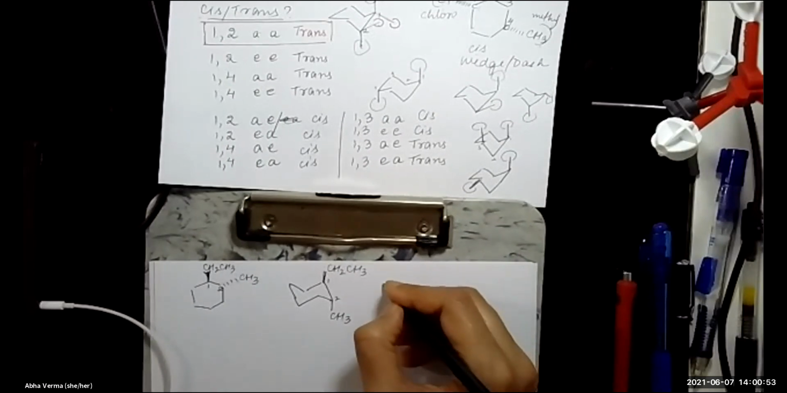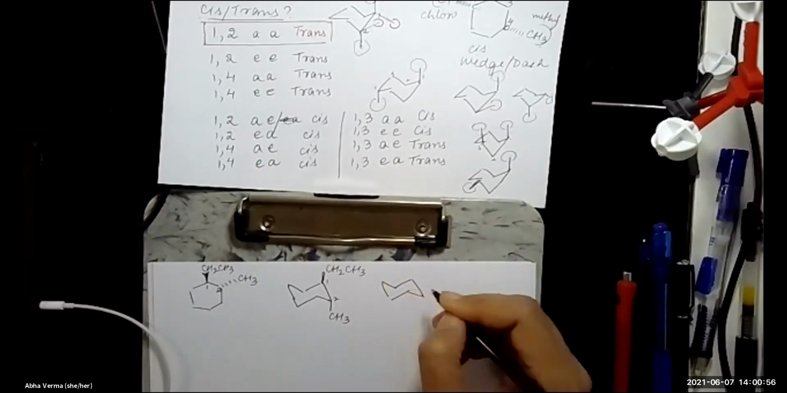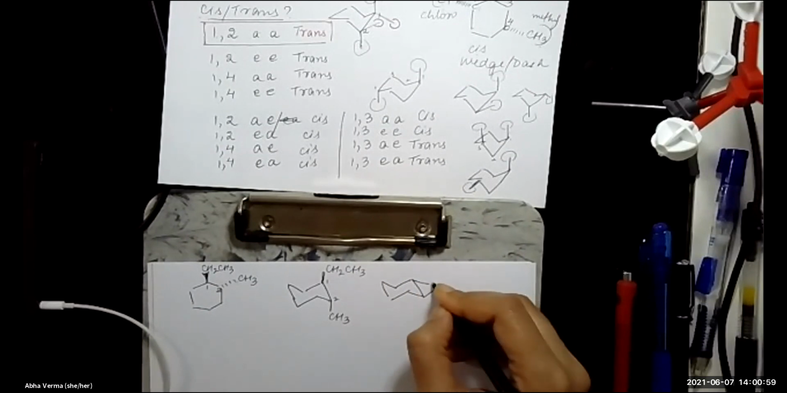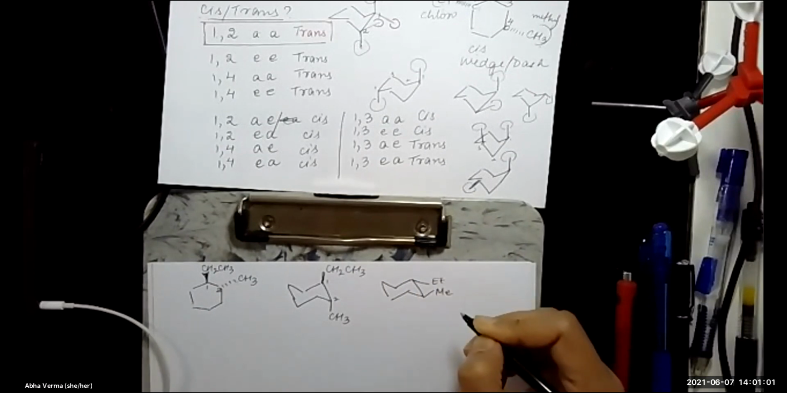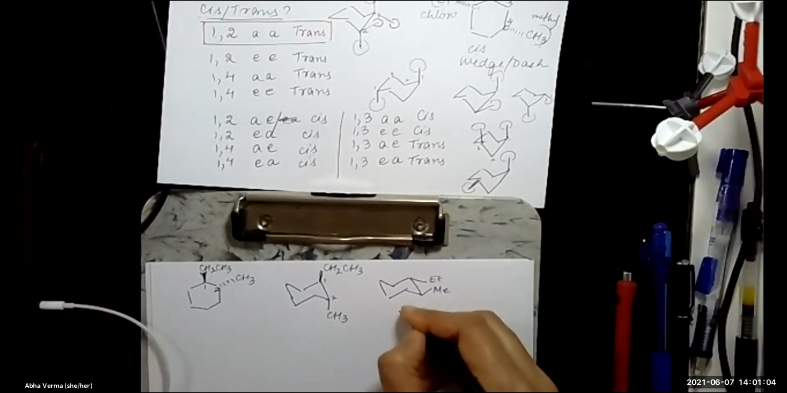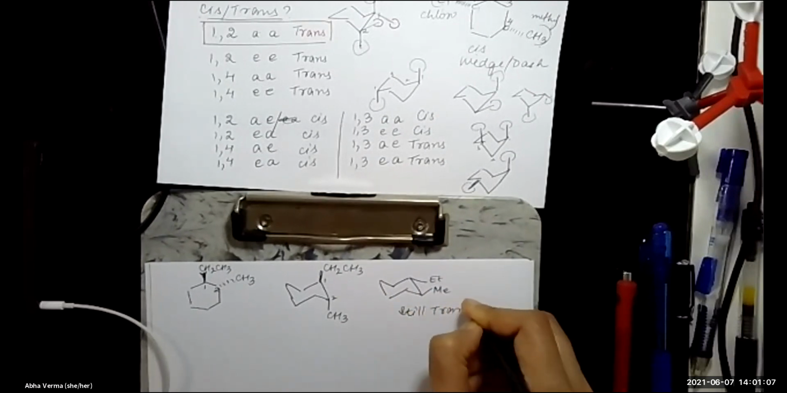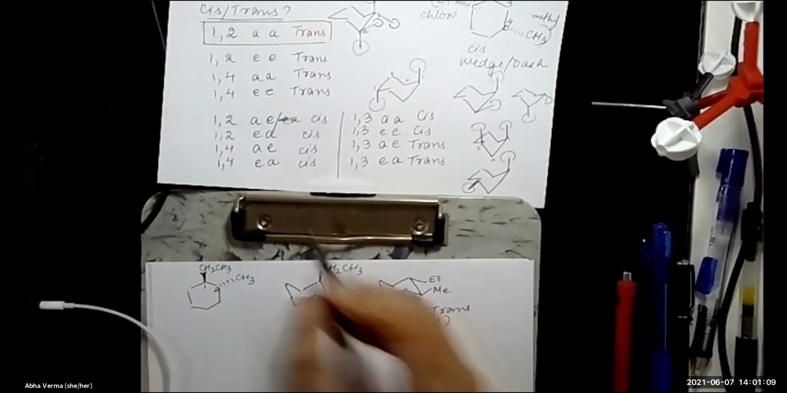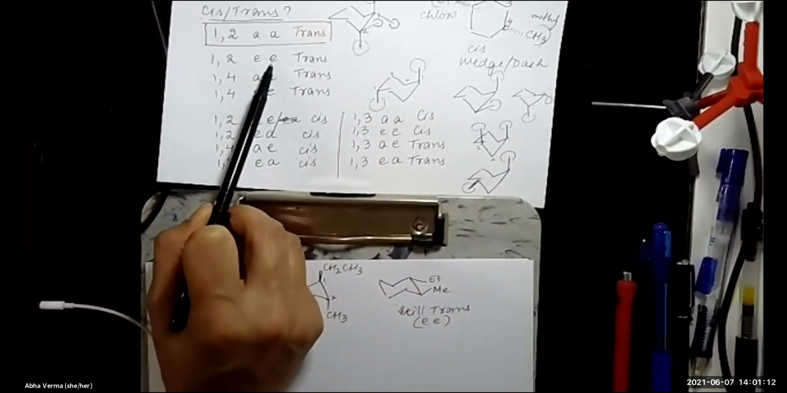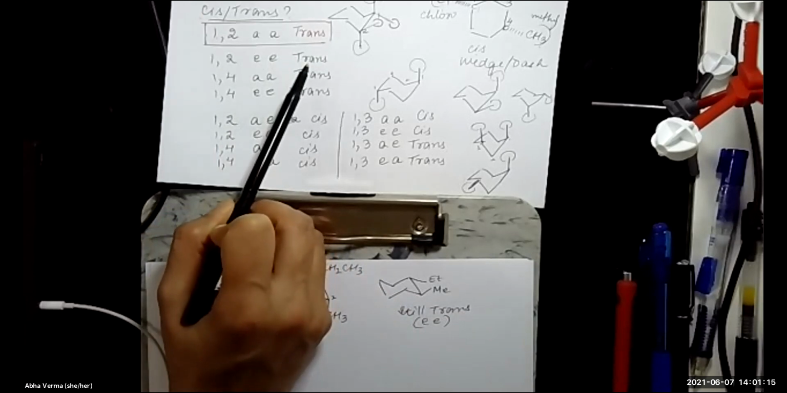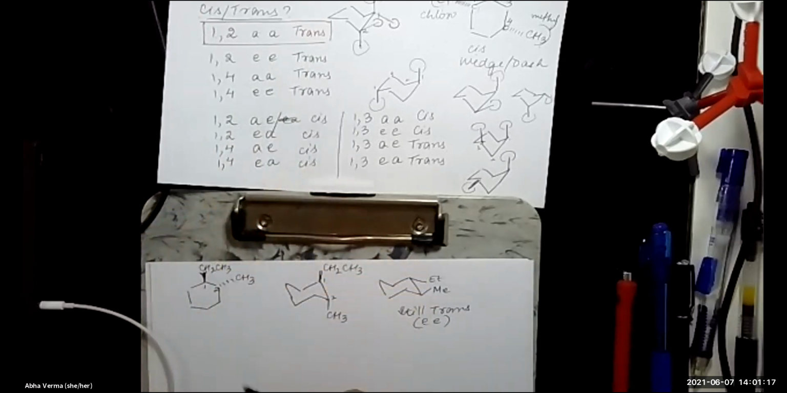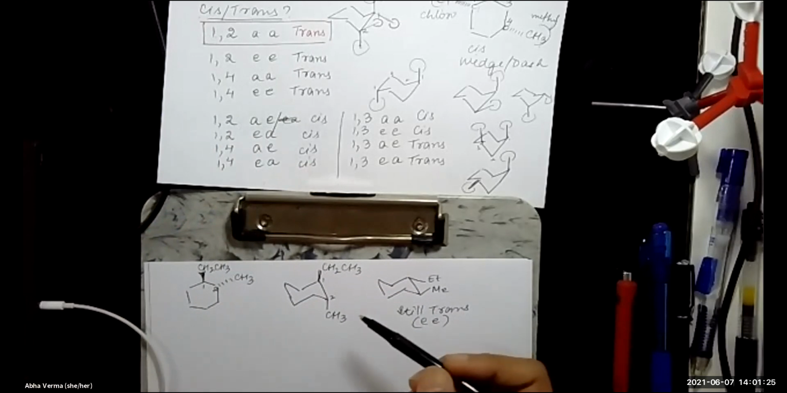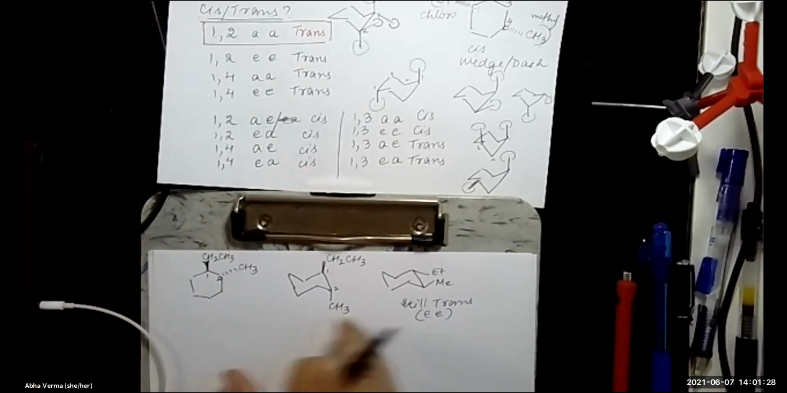What about if I had drawn them like this? Ethyl, methyl. This is still trans, right? But now I have drawn them equatorial. So 1, 2 equatorial is also trans. Okay. So one of the questions that you will see is that if you're given the name of a structure, you will have to draw the chair conformation.